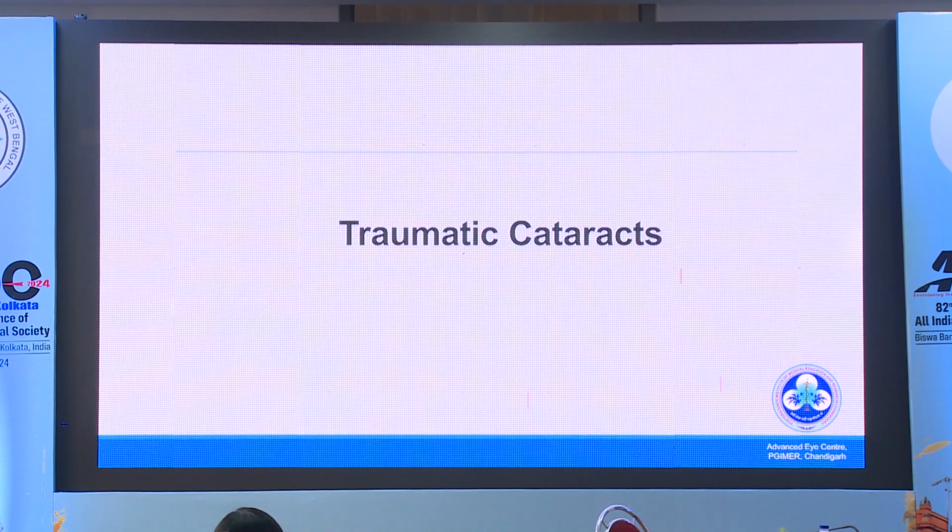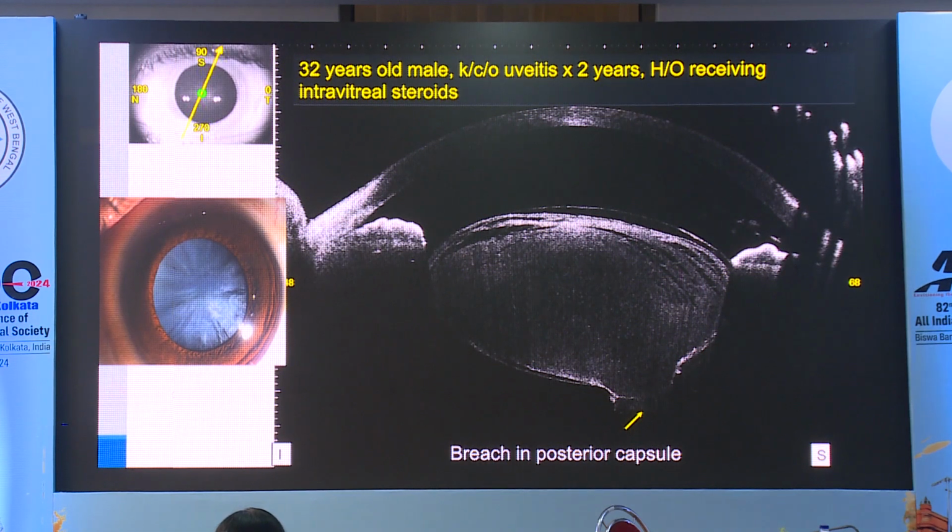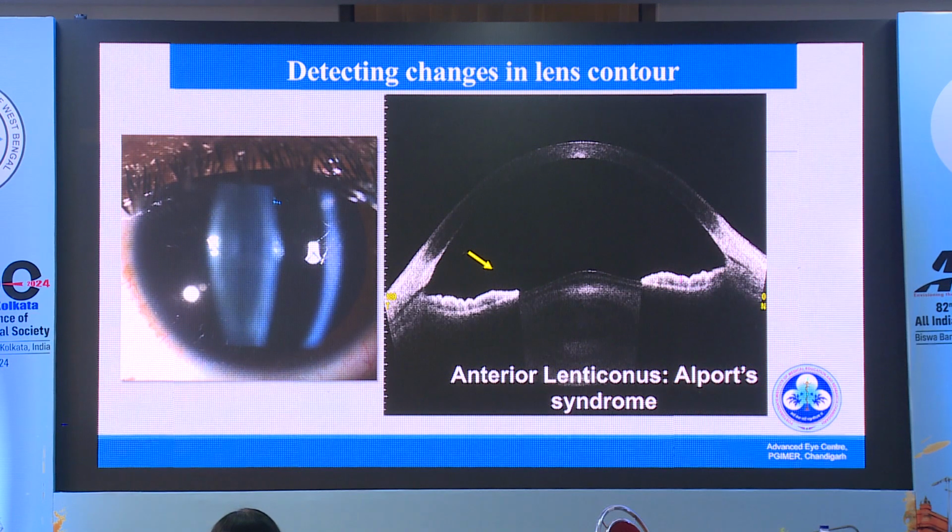In traumatic cataracts, again, the same thing, because the posterior capsule can be imaged. This is a case of an iatrogenic trauma. This was a patient receiving intravitreal steroids who presented with a cataract. And you see the breach in the posterior capsule so beautifully, and you can plan your surgical plan accordingly.